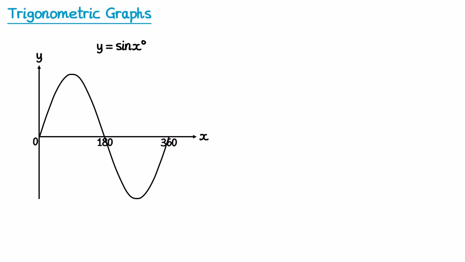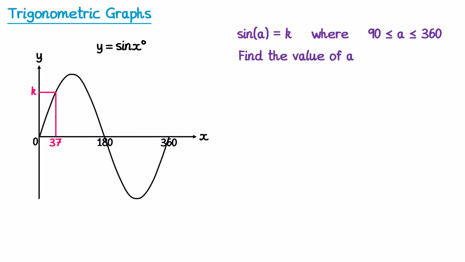Sometimes we need to use the graphs to solve equations, but they're not drawn on graph paper, and they're just given as a sketch like this one here. For this question, they might mark a value on the x-axis, for example 37 degrees, and tell us the corresponding y value, but in this case they're just going to write k. And the question might read as follows: sin a = k, where a is in between 90 and 360, and we need to find the value of a.